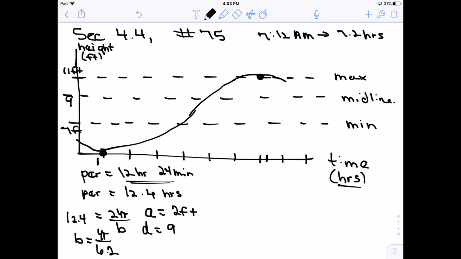And then it's going to keep on going, obviously. Oops. Yeah, I am not that good at drawing on this thing.